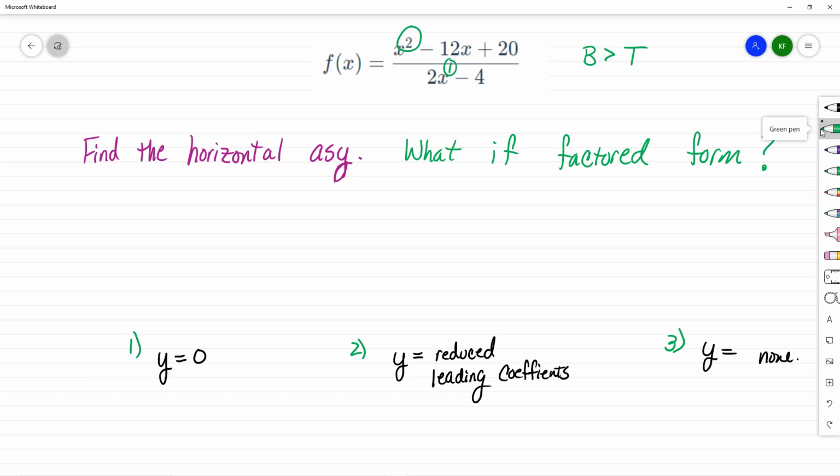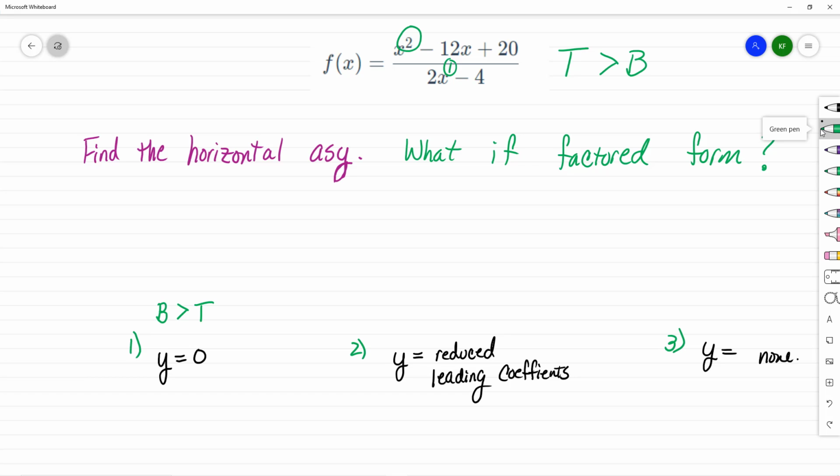So y equals 0. This is where the bottom is bigger than the top. So by default, it's y equals 0. Now I have to go back and fix this because I just realized that the top is bigger. If you're like, oh, what's going on? You're right. The top power is bigger than the bottom.